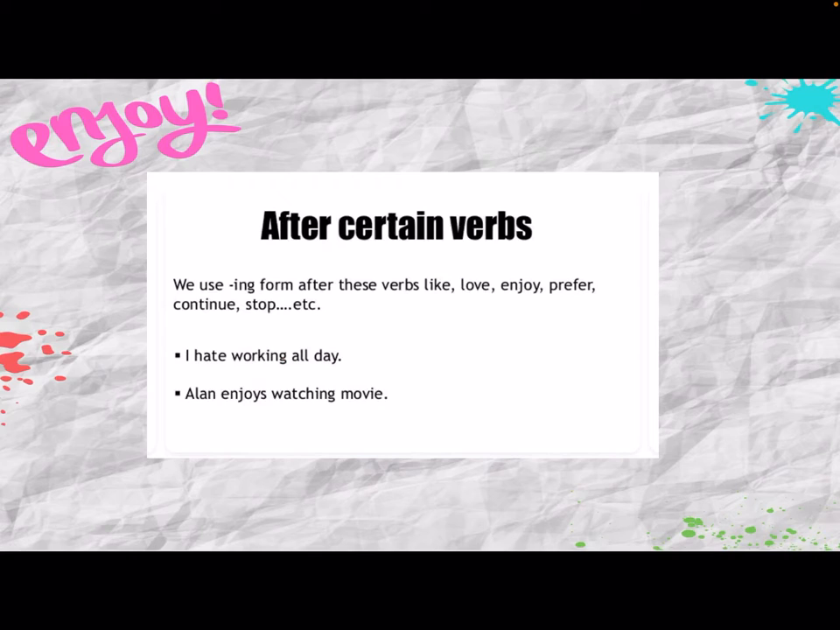Gerunds come after certain verbs. We use ing form after these verbs like, for example, like, love, enjoy, prefer, continue, stop, etc. I hate working all day. So we have here the word hate, and after it came the word working. The next sentence, Alan enjoys watching movies. So we have the word enjoys, and after the word enjoys comes the gerund watching, watch plus ing.